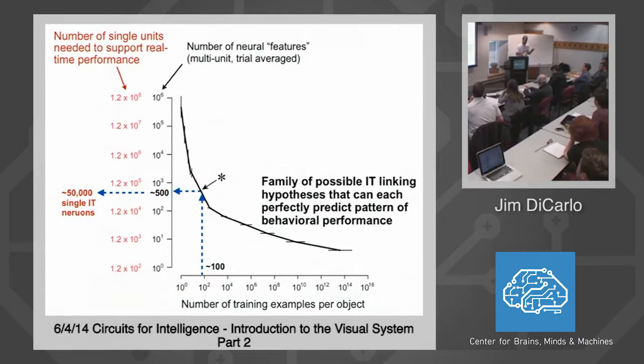The other part is single unit versus multi-unit. So these are often multi-unit averages. If we step off to the single units, we throw out data. That changes things a little bit, by about a factor of 2. So this is just a factor of 2.